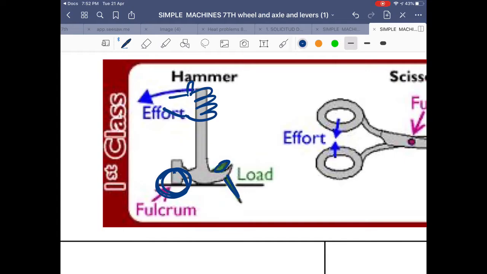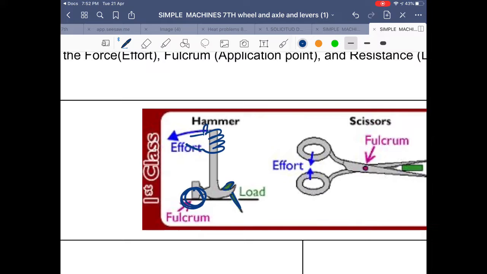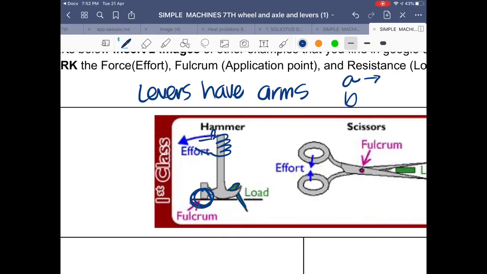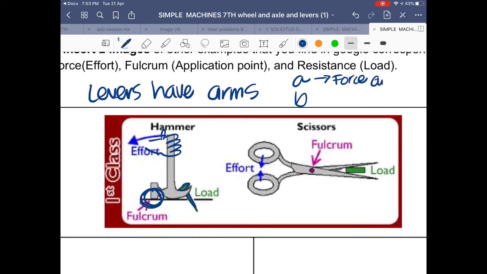Now, it's important for you guys to understand that in the problems, you need to know these 2 concepts. Levers have arms. Yes, arms like us. Okay? One of the arms has to do with the force and the other one with the resistance. And we call them A and B. A has to do with the force, it's the force arm, and B is the resistance arm.